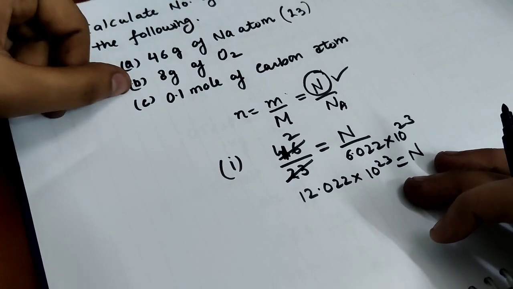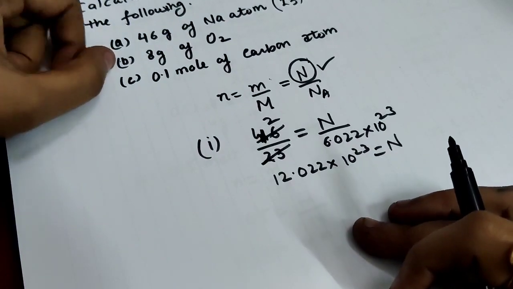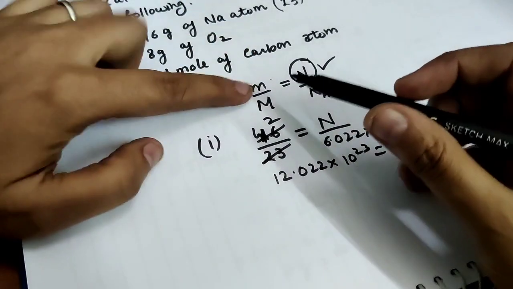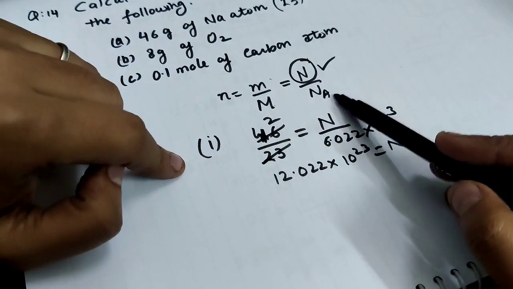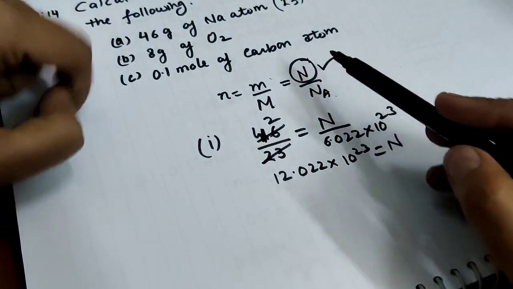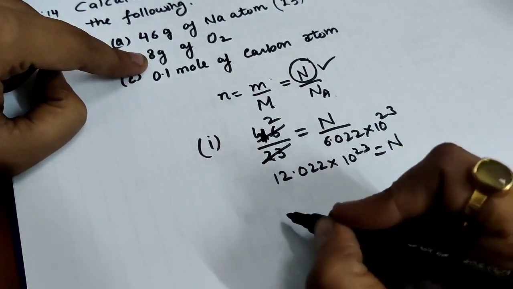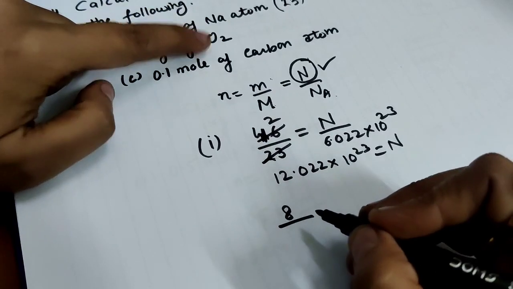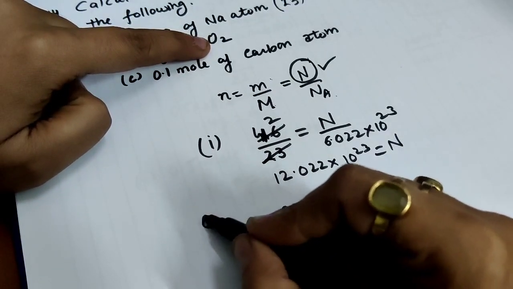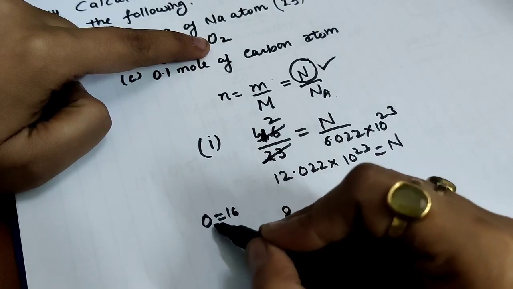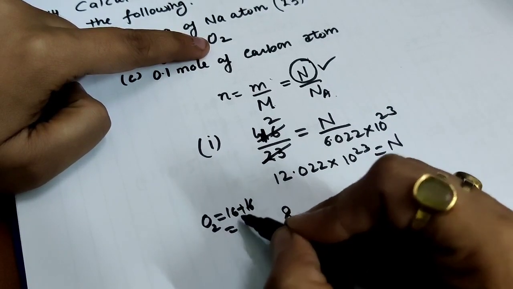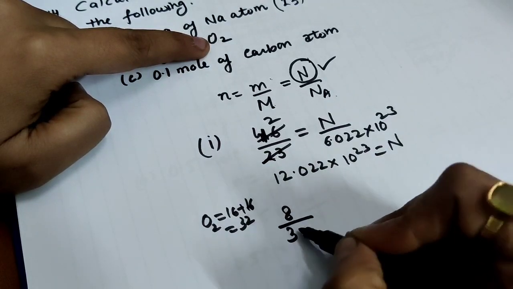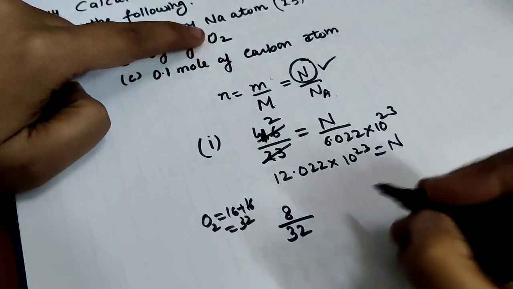Now for the second part we have to calculate in 8 gram of O2. So again we are given the given mass. We know the molecular mass, we know the Na, so we can easily find out N here. So what is the given weight? It is 8 gram. We know that O2, O is 16. So O2 means 16 plus 16, that is 32. So molecular mass is 32 here.